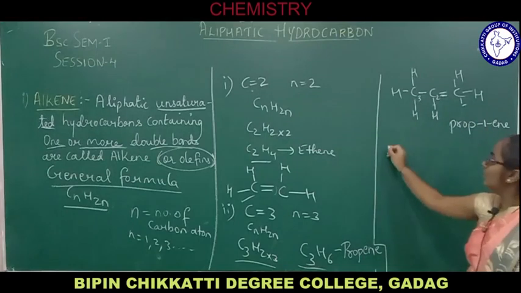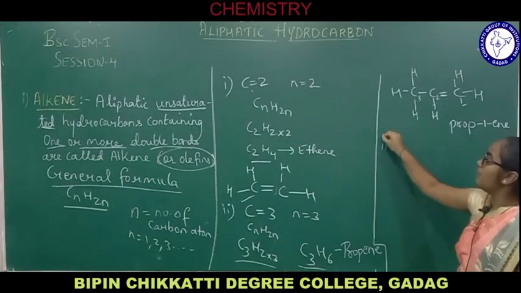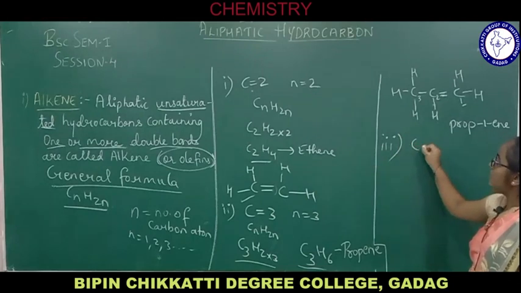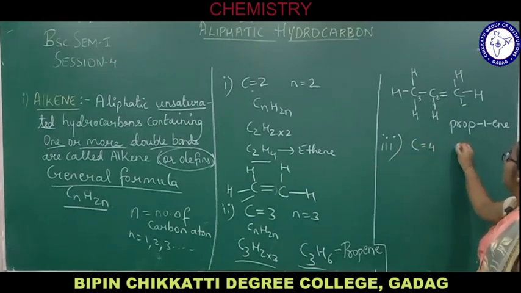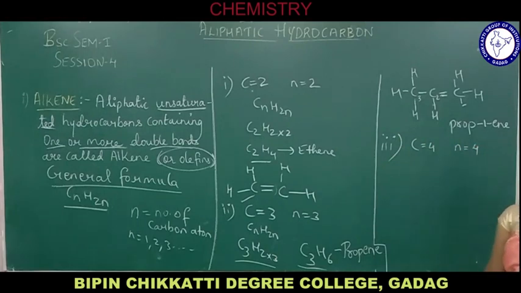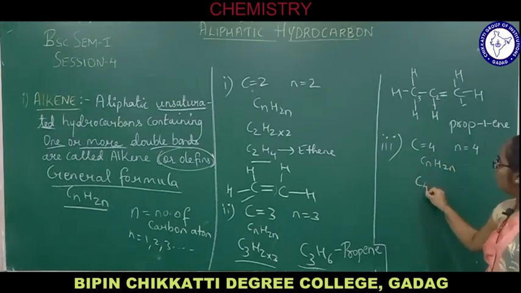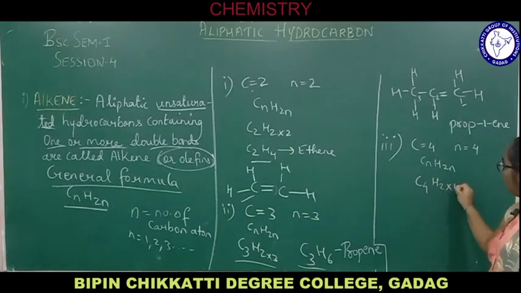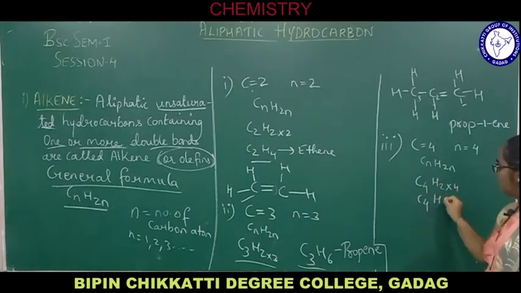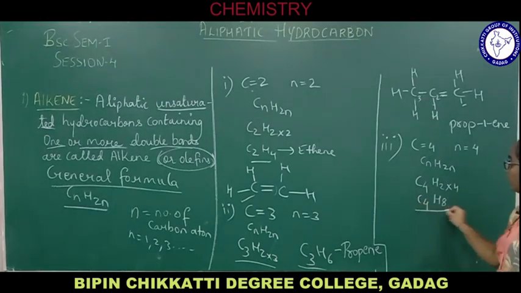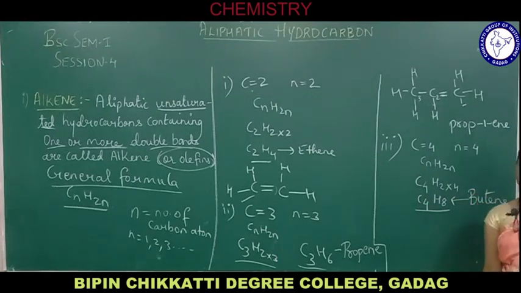Now let's go towards the third member of the alkene family. Now it has 4 carbon atoms, and thereby n will be substituted with 4. And the general formula, as we know, is CnH2n, right? So I am going to substitute n with 4. So this becomes 2 into 4, and this is C4H8, right? So this is the molecular formula for the next compound whose name is butene, right? So this is the name of the 4th member of the alkene family.